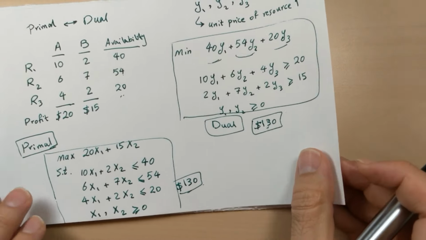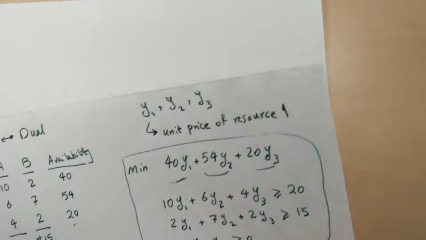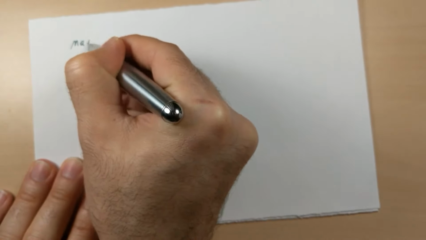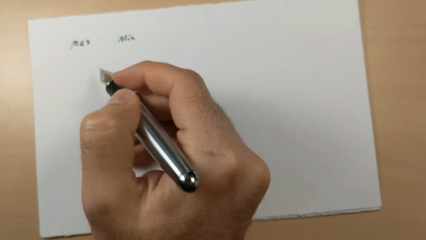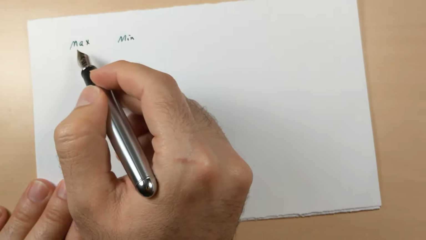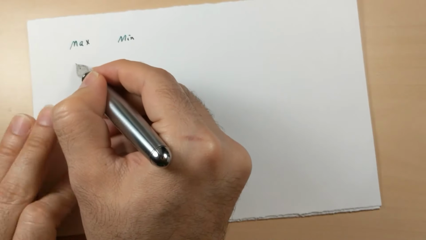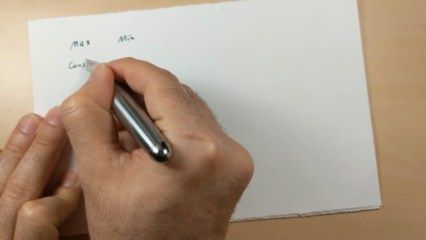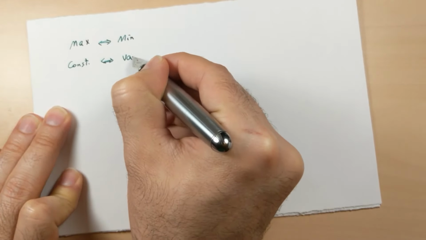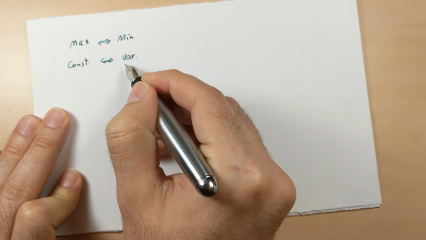Let's see how we can formulate the dual from the primal. If the primal is maximum, the dual will be minimization, and vice versa. So if the primal is minimum, the dual is maximum. Constraints would be variables in the dual, and vice versa.